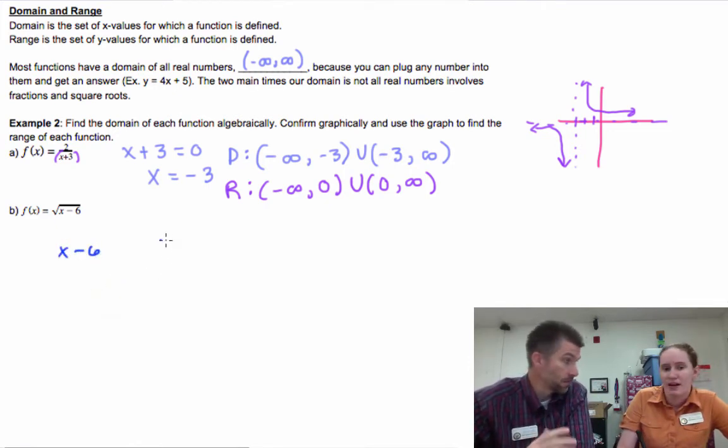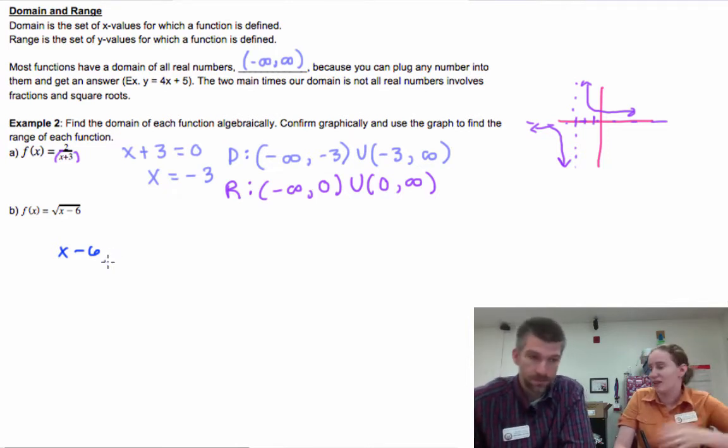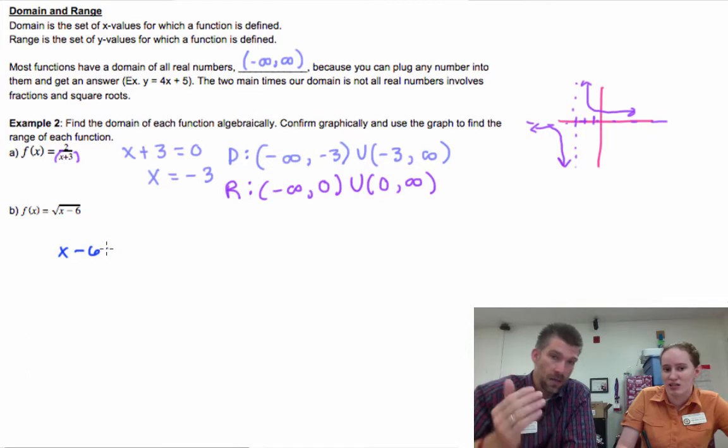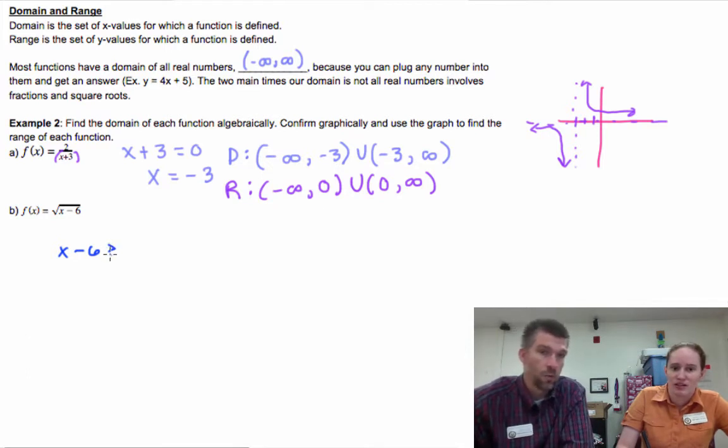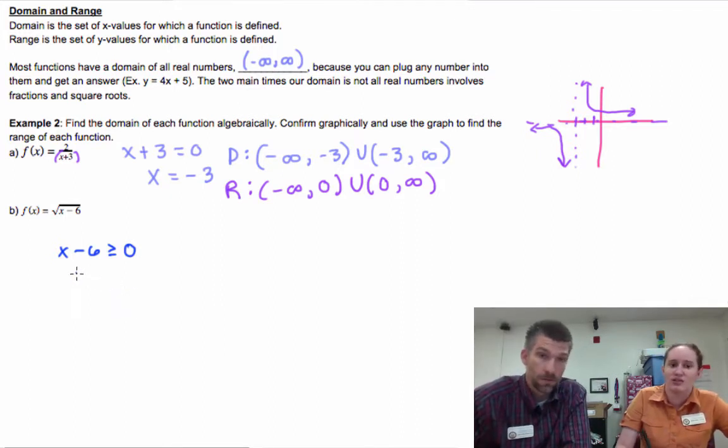We'll have imaginary numbers, but even when we talk about graphing, you still have an issue. That's right. You can't graph an imaginary number. So not exactly. We have to make sure that everything we get under the radical is equal to or bigger than 0. Right. Okay, because we don't want negatives underneath our square root.